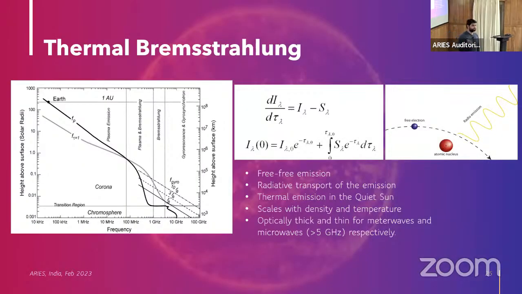So, the thermal emission, I'll just quickly go over this. I've mostly talked about this, but if you want to model the thermal emission, then you basically follow the radiative transfer equation, where you can model the optical depth and the source function. You can readily compute the emission, and this gives you the frequency and the temperature. There are optically thick and optically thin regimes, so this is uniquely constrained.